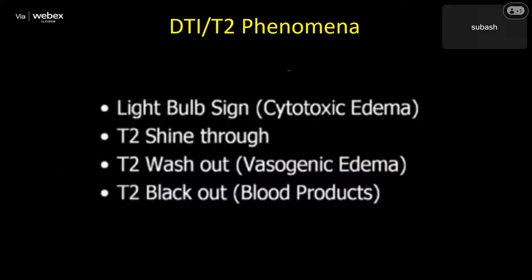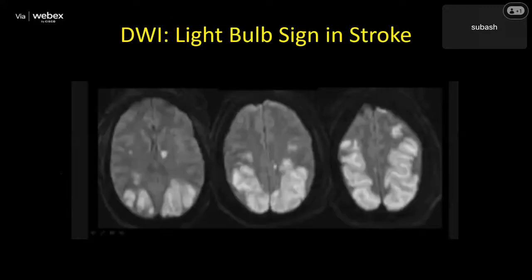Then there are some of the phenomena which happen in diffusion, light bulb shine, then T2 shine through. These are some of the difficulties when you look at the images of diffusion. And so you have different mechanisms. That is why if you want to give diagnosis, you should always bank upon ADC image rather than diffusion weighted image. So these are some of the reasons. I can show you some results.